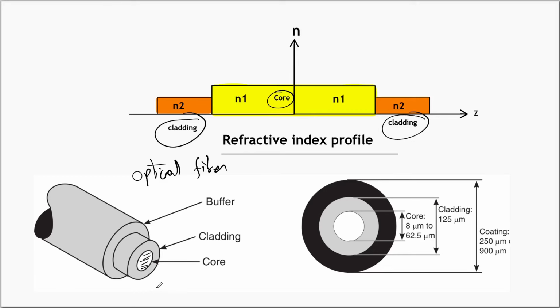The core is generally made of either glass or plastic or any transparent dielectric material. The cladding can also be glass or plastic, and the buffer can be another plastic. The diameter of the core ranges from 8 to 62.5 micrometers. The diameter of the cladding will be about 125 micrometers, and the diameter of the buffer is about 250 to 900 micrometers.